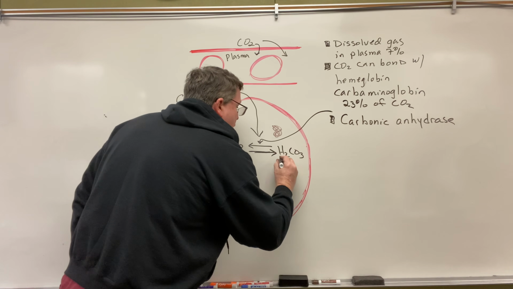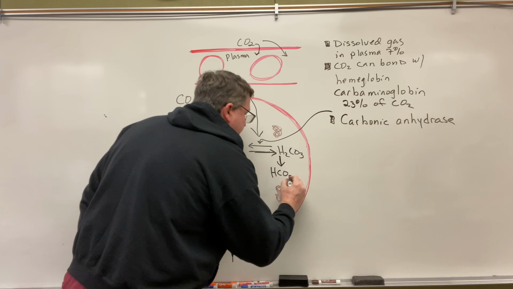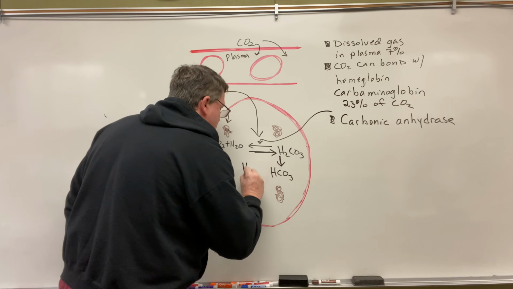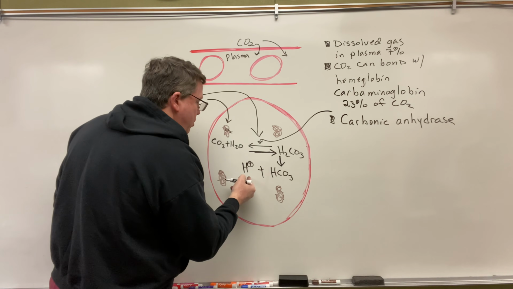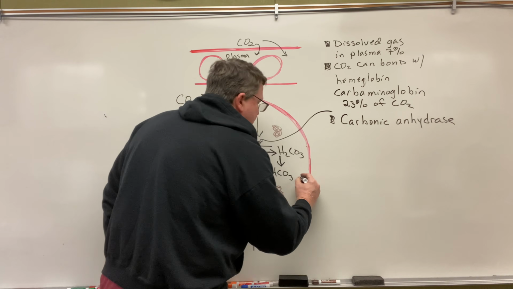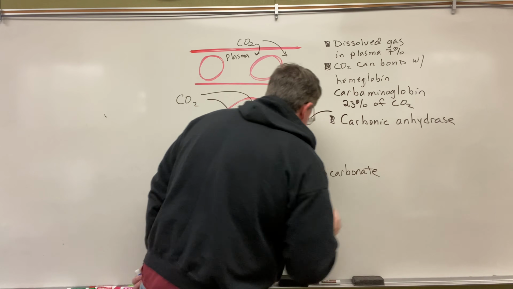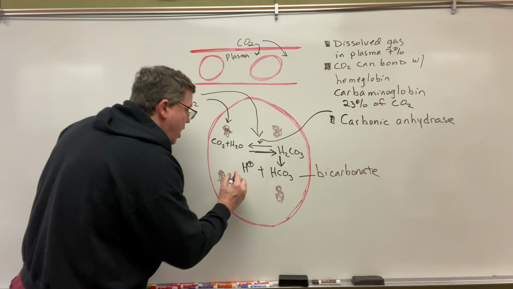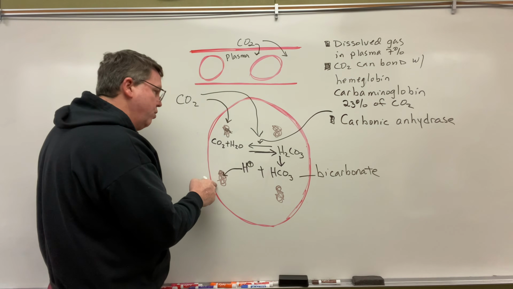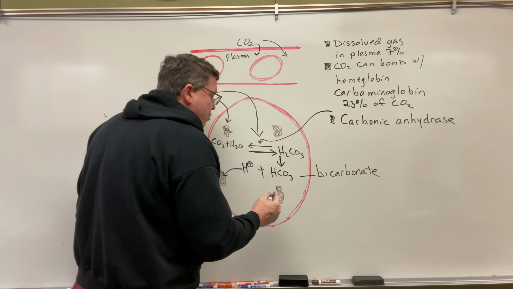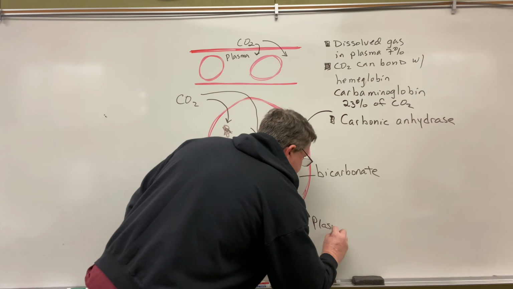This is going to split almost immediately, and it becomes a bicarbonate, HCO3, and it's also going to split into a hydrogen. So now I've split this acid into a hydrogen and bicarbonate. This is bicarbonate. Two things are going to happen here. One, the hydrogen is going to go and bond onto another hemoglobin. This HCO3 is going to come out, and it's going to go to the plasma.